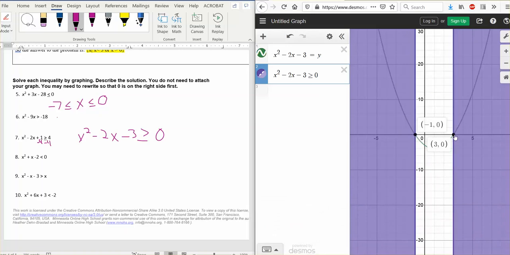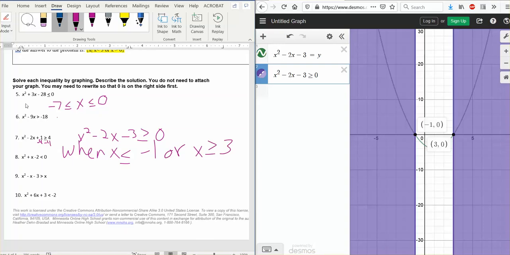So for your answer, you would write when x is less than or equal to -1. The reason it's less than or equal is because the problem said greater than or equal to 0, so we do include the boundary points. Or x is greater than or equal to 3. That's the answer for number 7. And again, we don't have to include the graph.